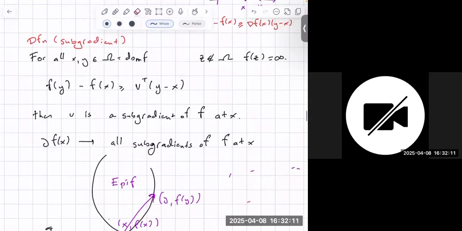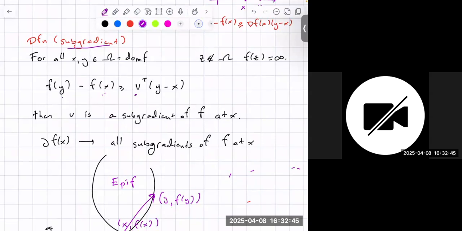So what was the definition? This guy, v, is a subgradient at x if you take your x and you take any other y in the domain, you look at their difference. The difference has got to be bigger than that vector times y minus x. So this is imitating the inequality you get with the gradient vector if it was differentiable and convex, okay? So this is the definition of a subgradient vector.